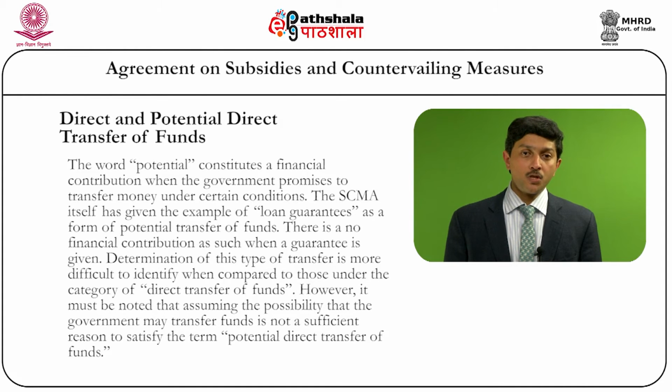The word potential covers the case where the government promises to transfer money under certain contingencies or conditions. The SCM Agreement itself gives the example of a loan guarantee as a form of potential transfer. There is no financial contribution as such when a guarantee is given. This type of transfer is more difficult to identify when compared to those under the category of direct transfer. However, it must be noted that assuming the possibility that the government may transfer funds is not a sufficient reason to satisfy the term potential direct transfer of funds.